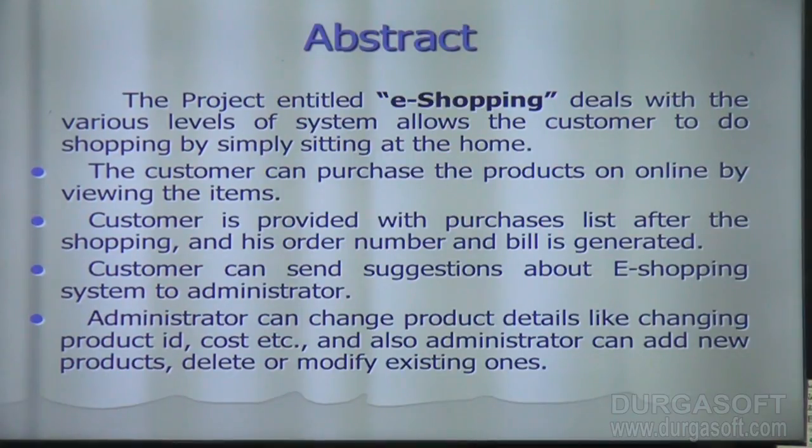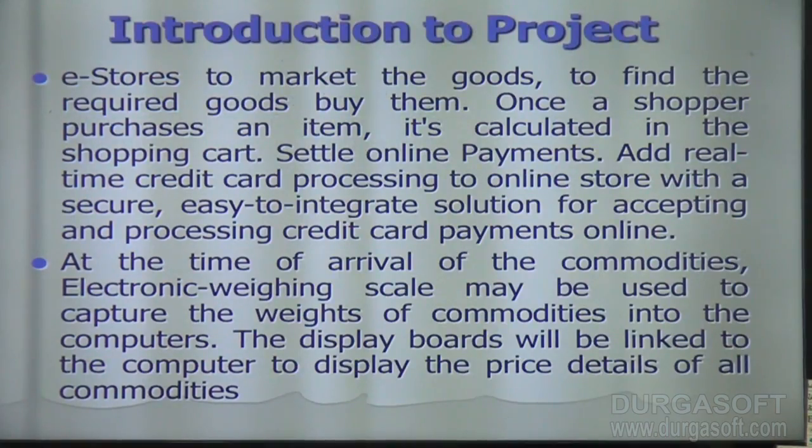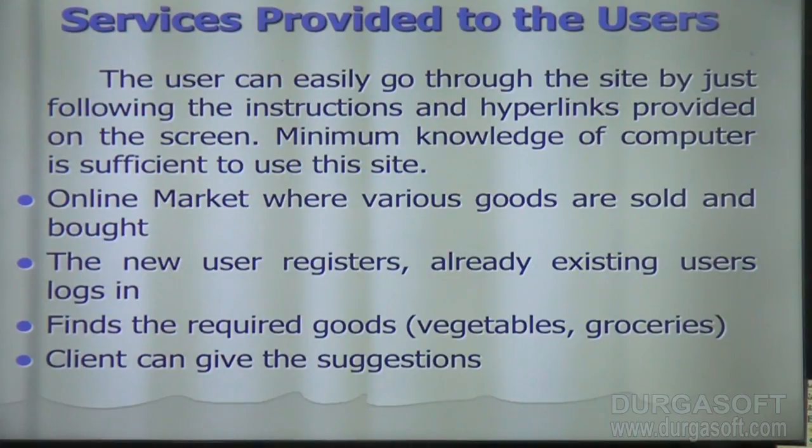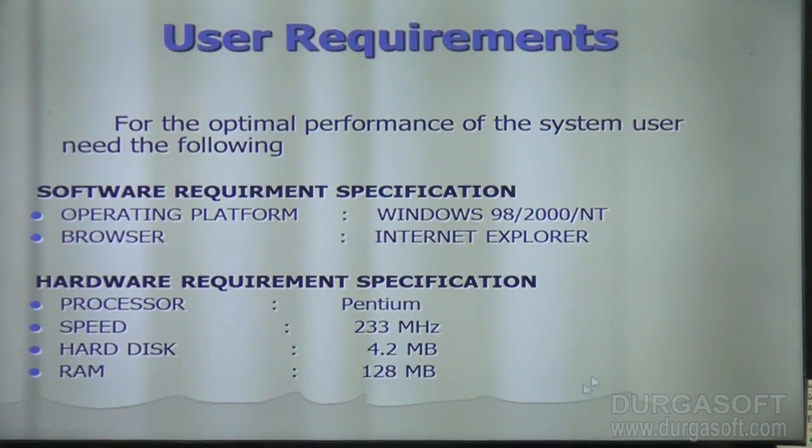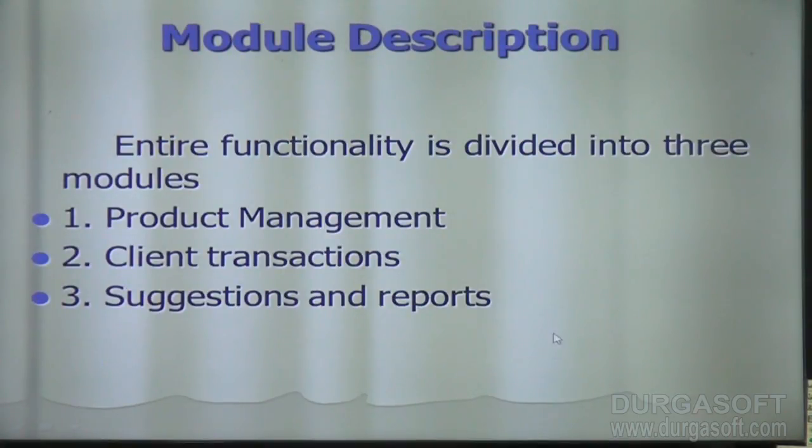We already saw the abstract, the major points I have given here, and the introduction also. The major service for the user is an online market where various goods are sold and bought. With new registrations and already existing registrations, everything we can find, the required goods, and the client can give suggestions. These are the requirements. We already discussed that in this project we have 3 modules: product management, client transactions, and the last one, suggestions and report generation.